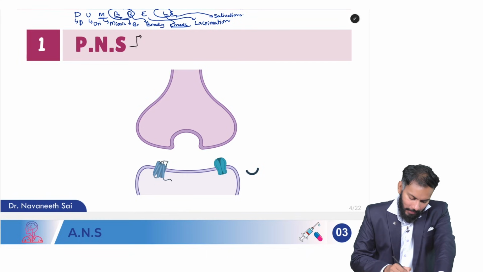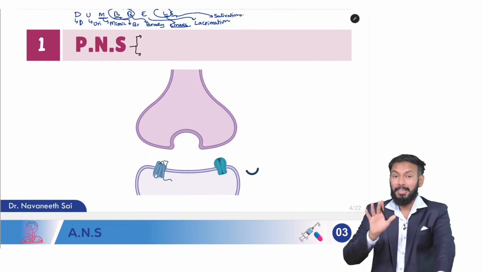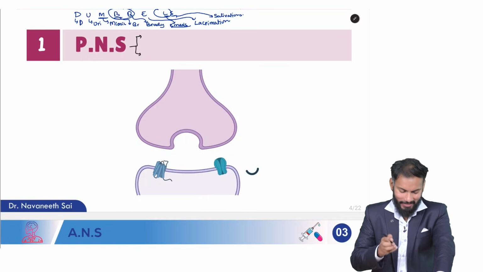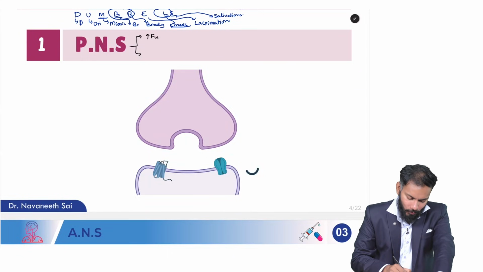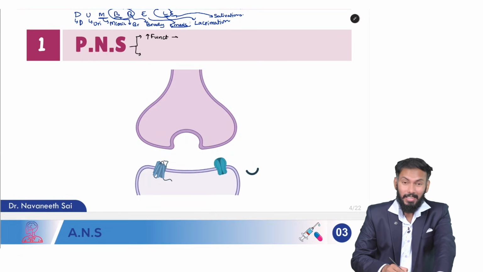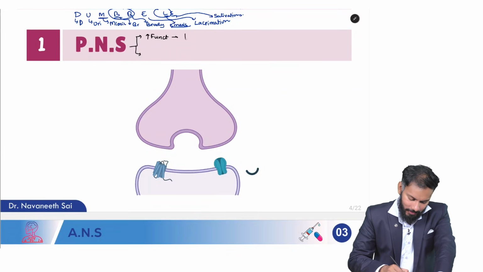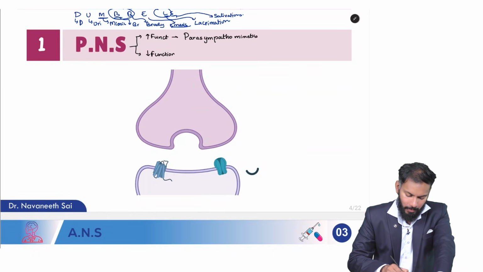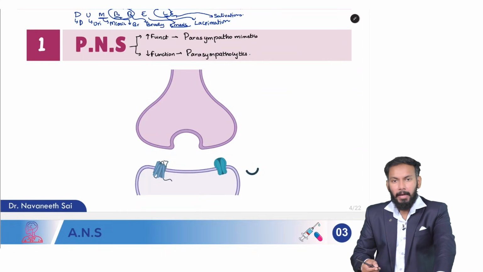Now, we have two kinds of drugs. One class of drugs will increase the functions of the parasympathetic nervous system. That means it is almost working like the parasympathetic nervous system. It is mimicking the parasympathetic nervous system. So we call it parasympathomimetics. Now, the other class of drugs will decrease the function, so we call them parasympatholytics. Lytics means lysis, so it is decreasing the function, so it is parasympatholytics.